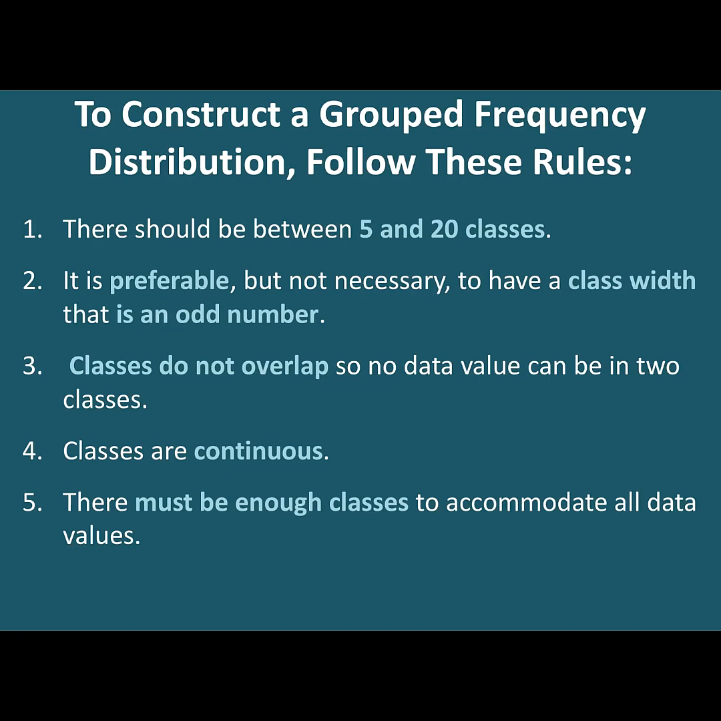5, there must be enough classes to accommodate all data values. Like the previous example, the youngest, wealthiest person in the United States was 32. The oldest was 98. You'll notice in that previous example, our lowest limit was 30 and our upper limit was 102. Number 6, class widths are equal.